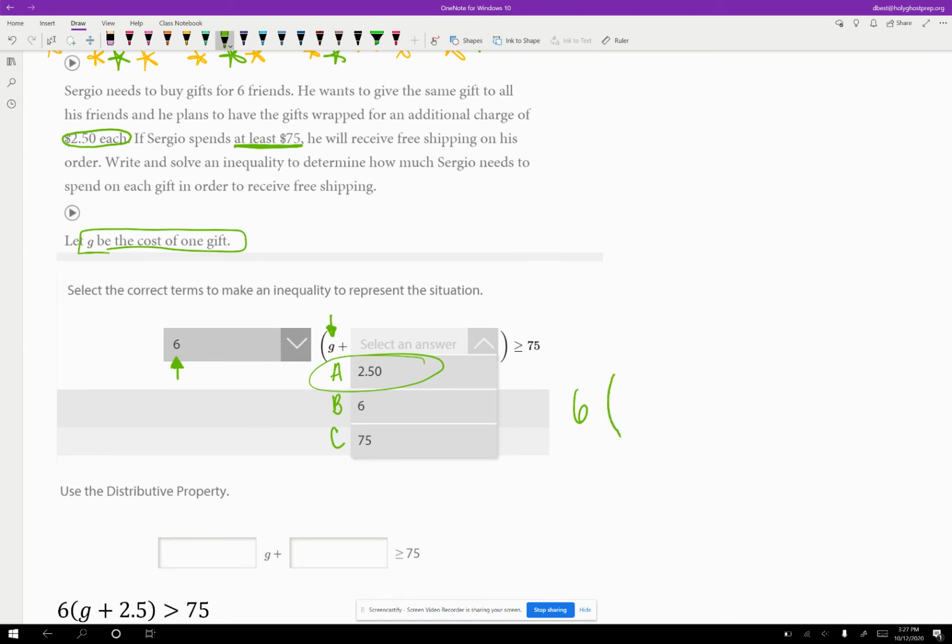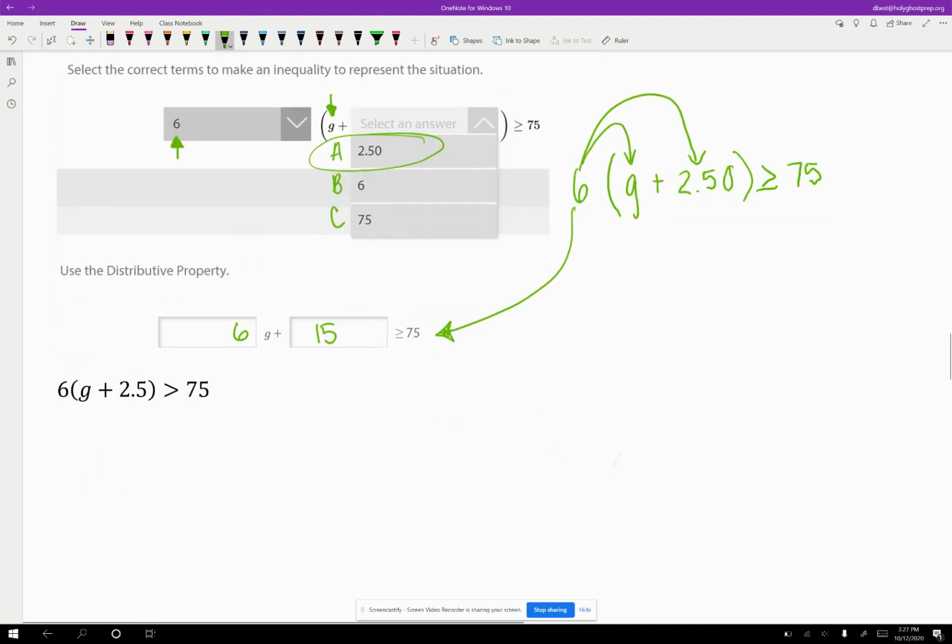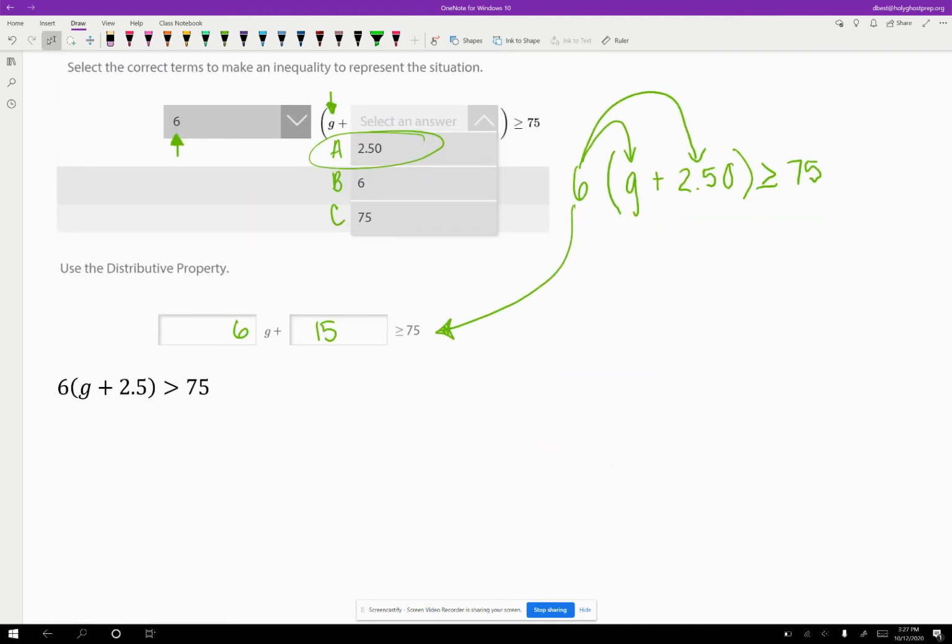So what we have is 6 times G plus 2.5, you can put the 0, is greater than or equal to 75. So I want you to use the distributive property and write what our inequality will look like. And we should have 6G plus, and you have to multiply the 6 by the G and 6 times 2.50, which would get you 15. Now I want you to try to solve this, and we solve this the same way as we've been solving equations. So give it a try, and then we'll see how you did.